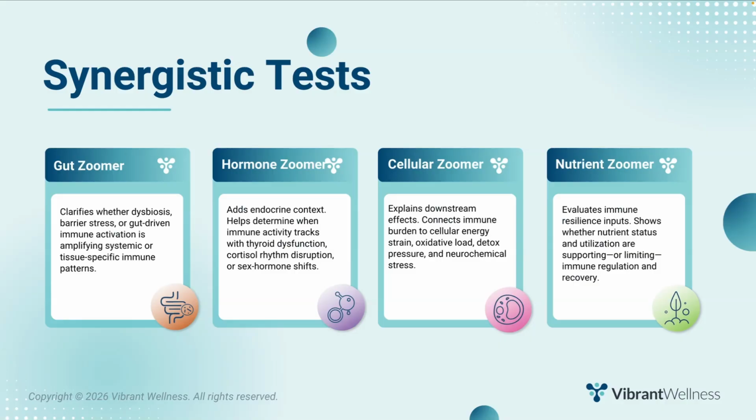In addition to Vibrant's immune zoomer, also consider the gut zoomer, which clarifies whether dysbiosis, barrier stress, or gut-driven immune activation is amplifying systemic or tissue-specific immune patterns. Also, hormone zoomer, which adds endocrine context, helping determine when immune activity tracks with thyroid dysfunction, cortisol rhythm disruption, or sex hormone shifts. And the cellular zoomer, which explains downstream effects connecting immune burden to cellular energy strain, oxidative load, detox pressure, and neurochemical stress. And finally, the nutrient zoomer, which evaluates immune resilience inputs by showing whether nutrient status and utilization are supporting or limiting immune regulation and recovery.